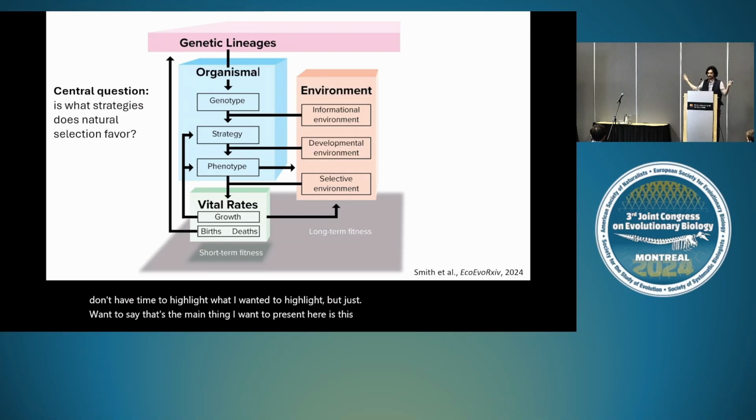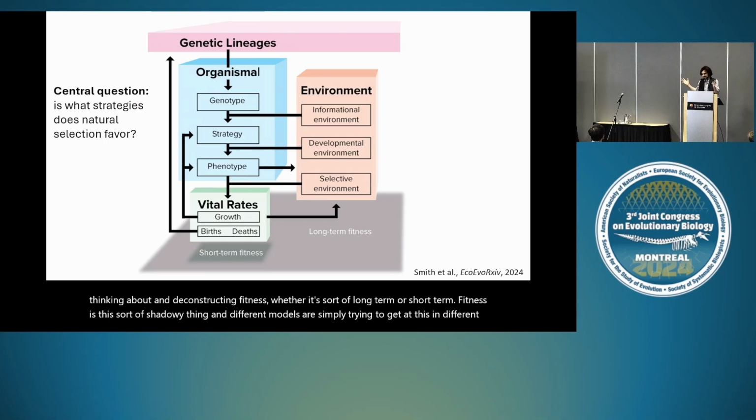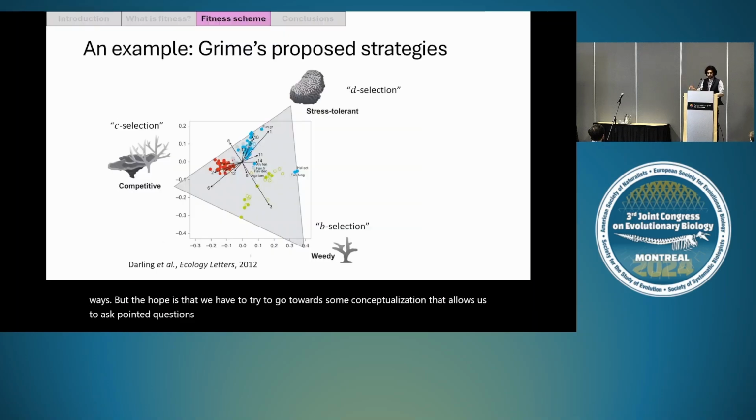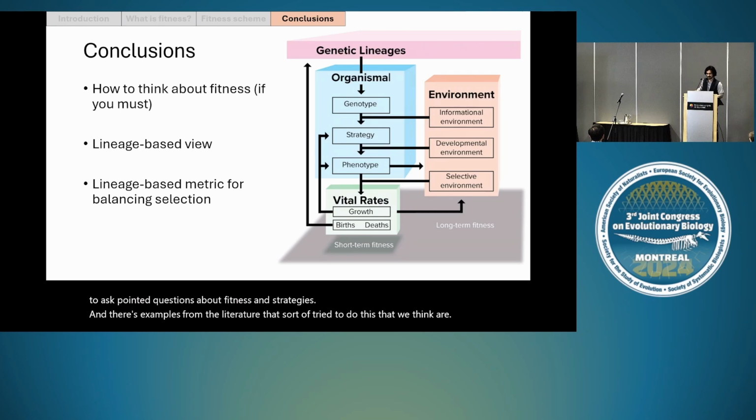This picture is a way of thinking about and deconstructing fitness, whether it's long-term or short-term. Fitness is this shadowy thing, and different models are simply trying to get at it in different ways. But the hope is that we have gone towards some conceptualization that allows us to ask pointed questions about fitness and strategies. There are examples from the literature that try to do this that we think are valiant attempts.